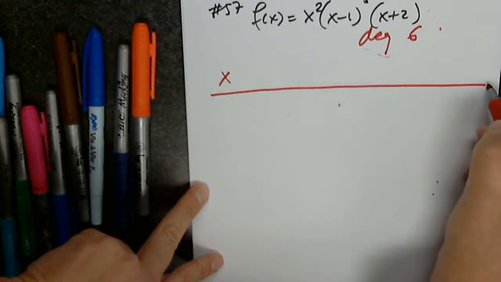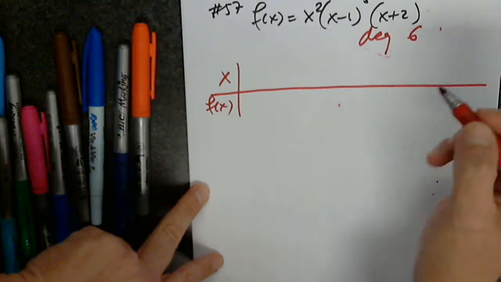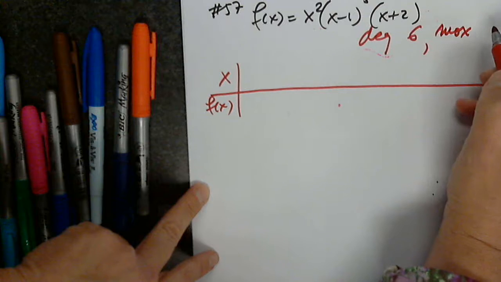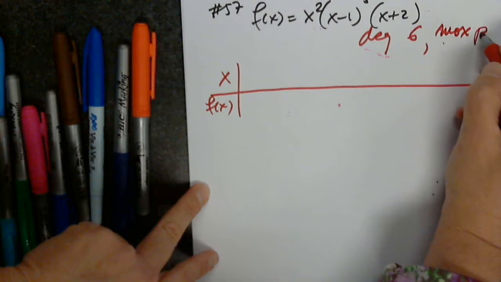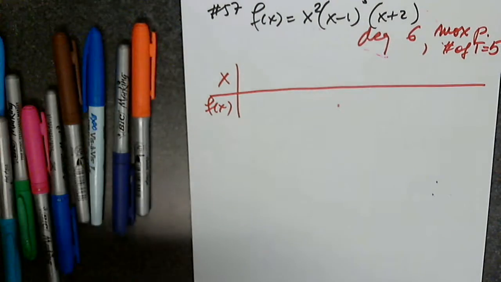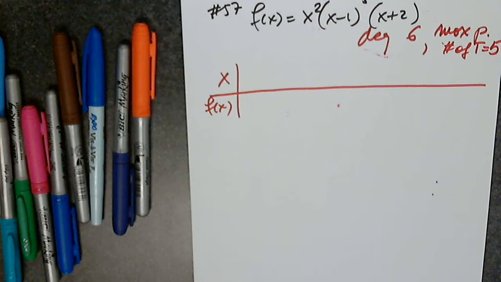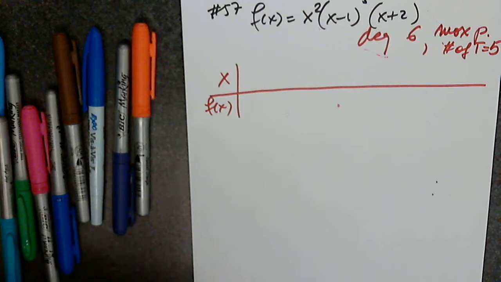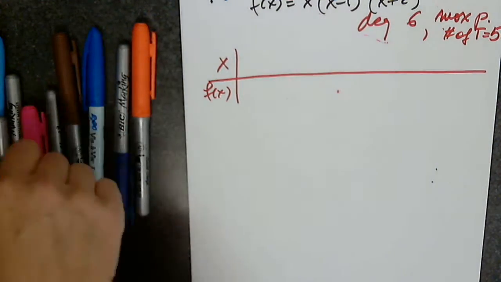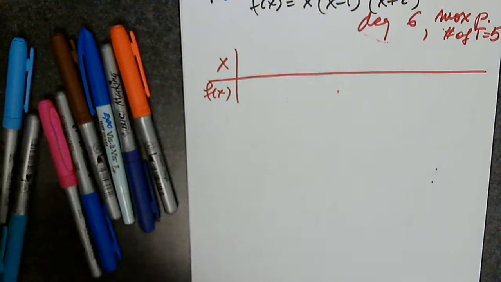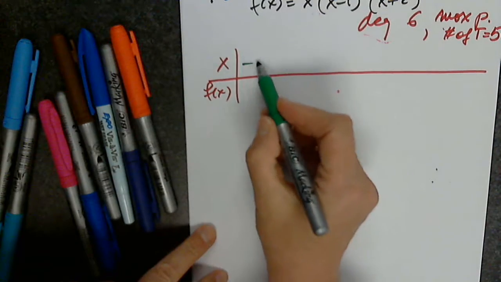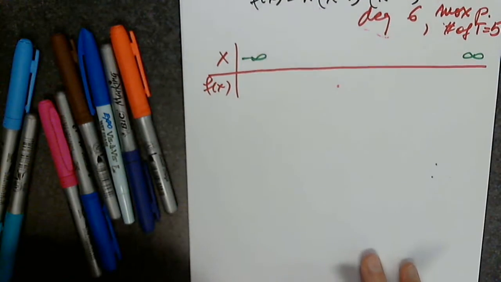I'm getting the chart going. I have to identify the domain. And what is the maximum possible number of turns? 5, indeed. It doesn't have to turn 5 times, but it cannot turn more than 5 times. So can anyone give us the domain of this function? Of course, all real numbers, negative infinity to infinity.